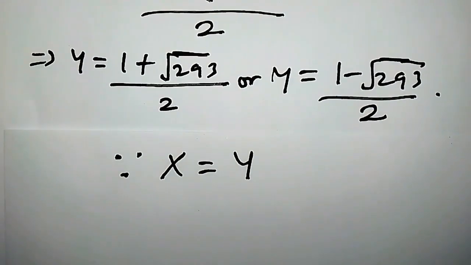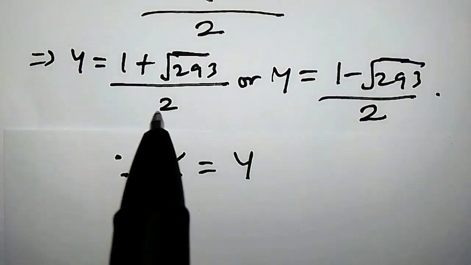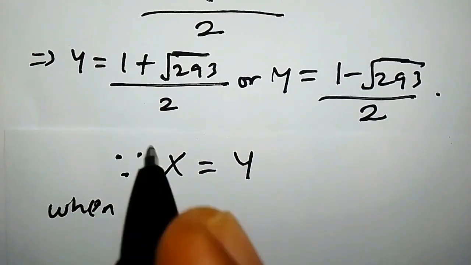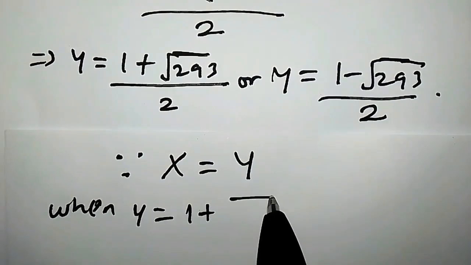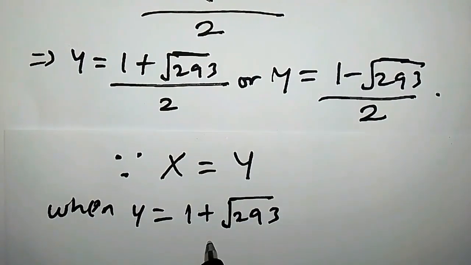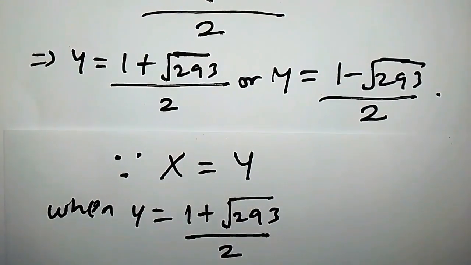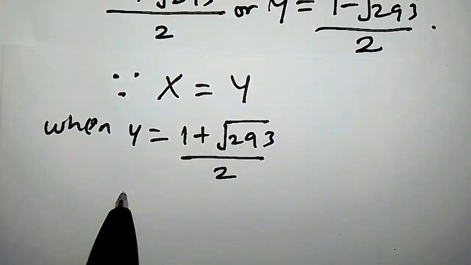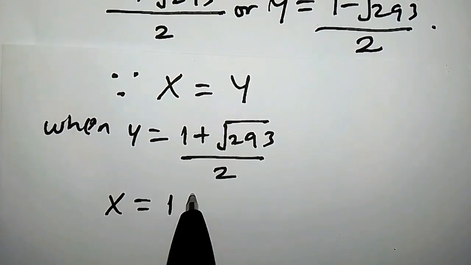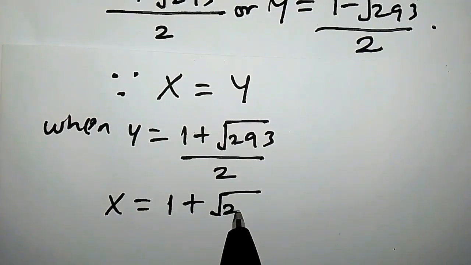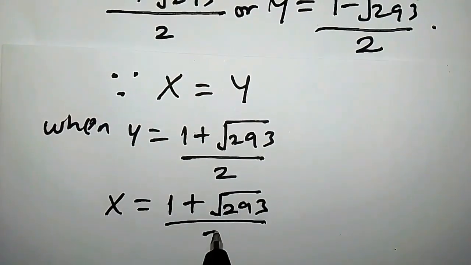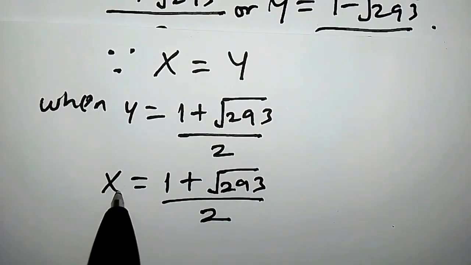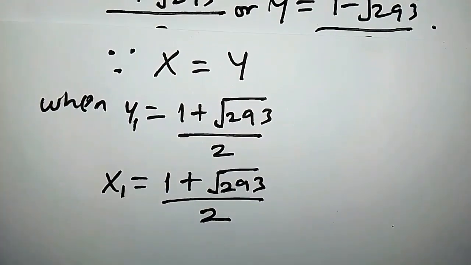What we have to do now is to consider each value of y. When y is equal to 1 plus root 293 divided by 2, what will now be the value of x? We just have to plug it here. So x is equal to 1 plus root 293 divided by 2. Since x equals y, let us call this x1 and this y1.